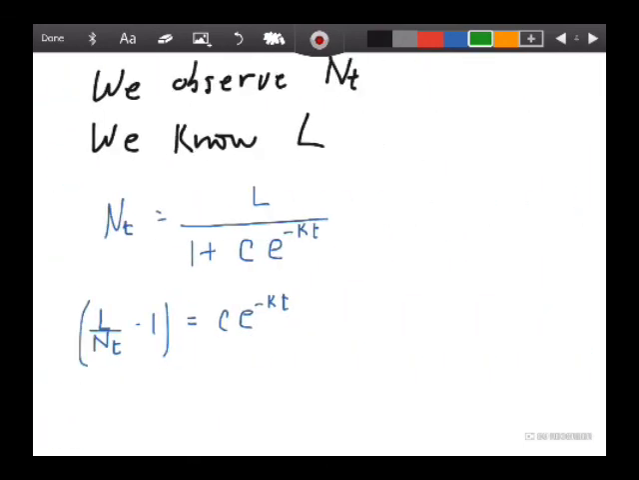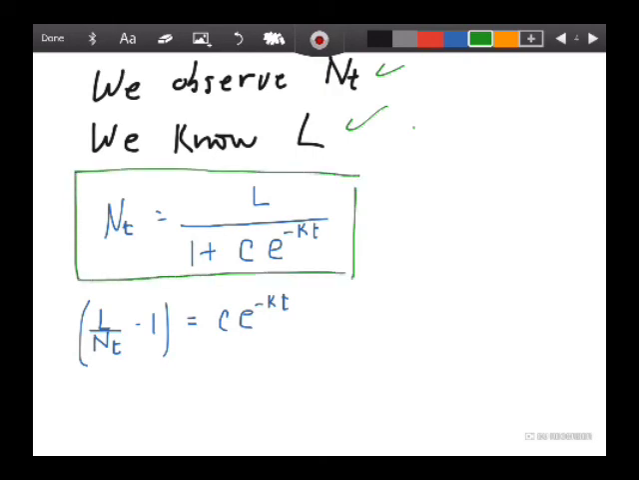So we observe n_t, we know that. We know L somehow; let's assume we know L. And now the question is, we have the equation. Can we somehow get a linear relationship of the number of cases in terms of the parameters? I'm going to ask you that. Is there any way we can actually get a linear relationship between the number of cases, the maximum capacity, and the parameters k and c?